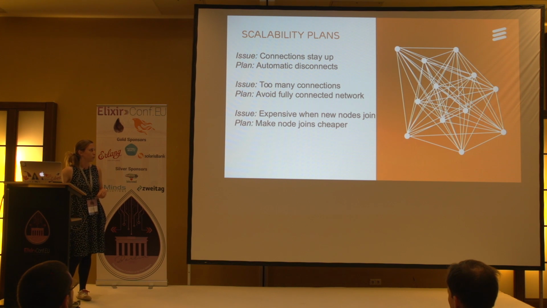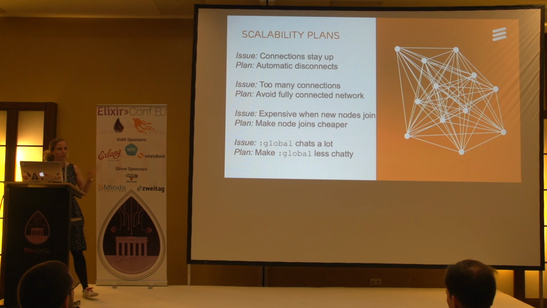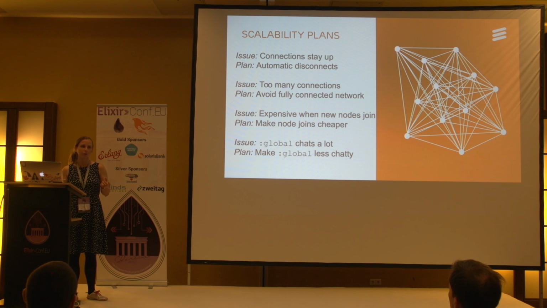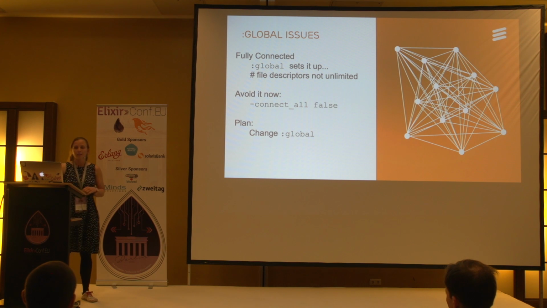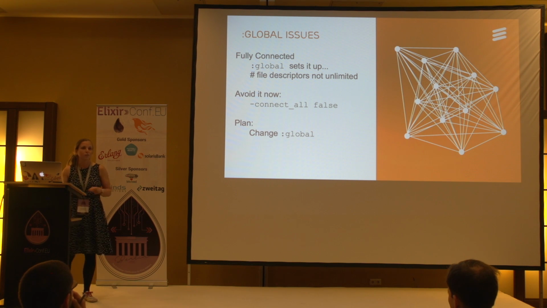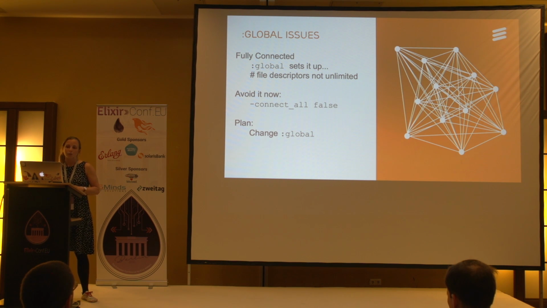The next thing is the expensive node joins that we get. And finally, Global chats a lot. It sends around a lot of messages, so we want to make it less chatty. And all of these we can solve by removing the need for a fully connected network, if we do it in a good way. You can actually avoid this full mesh right now as well by setting the connect all flag to false when you start the nodes in the system. That might be useful if you want to make your system scale, but then you'll need to handle the network topology all by yourself, so it might add some extra complexity to your code. And you will also not be able to use the global functionality.